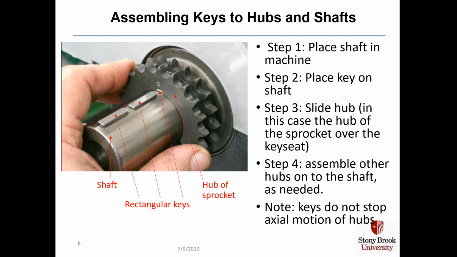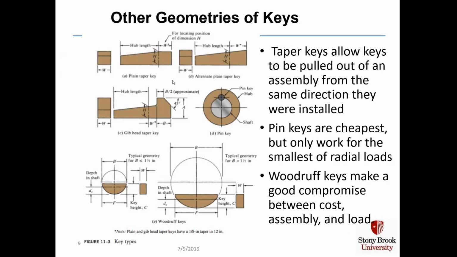And note that the keys do not stop the axial motion of the hubs. So the hubs are still free to move in this axial direction. All they do is make sure that the torque of the shaft is transmitted to the hub, which in this case is the sprocket. There's other geometries of keys, more complex ones shown in this diagram. You have taper keys in the upper left, which allow the keys to be pulled out of an assembly from the same direction they were installed.